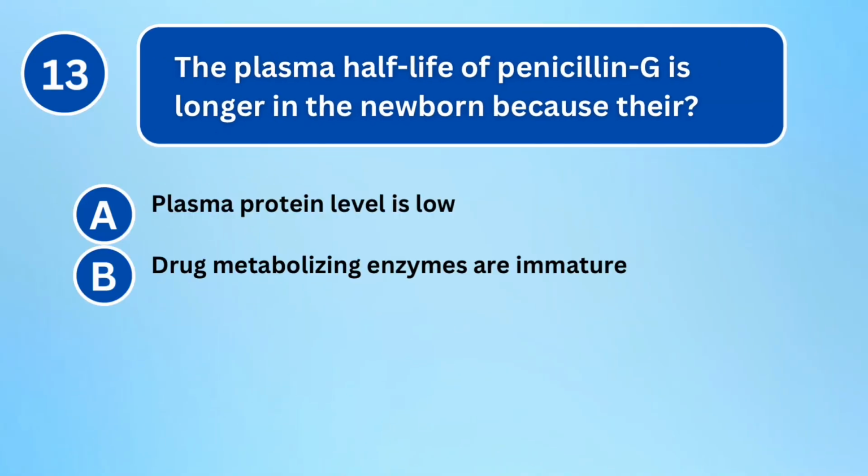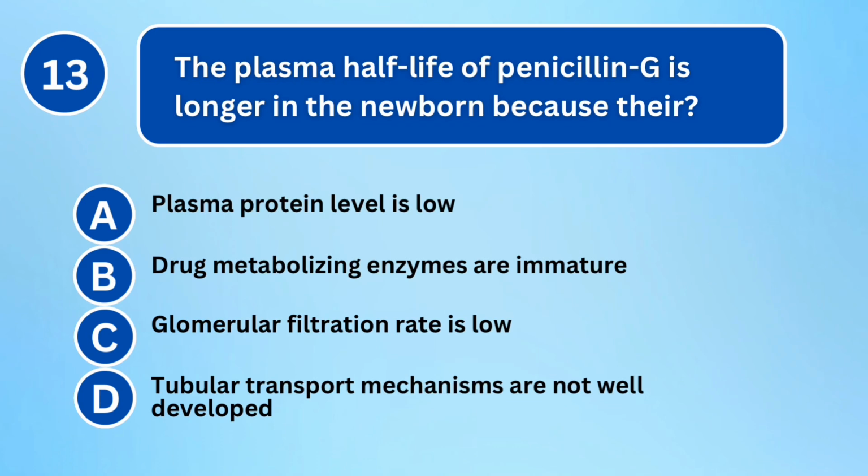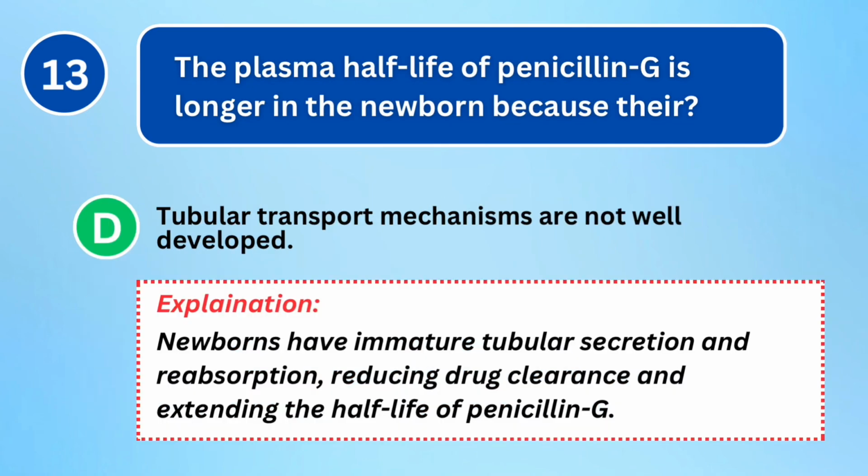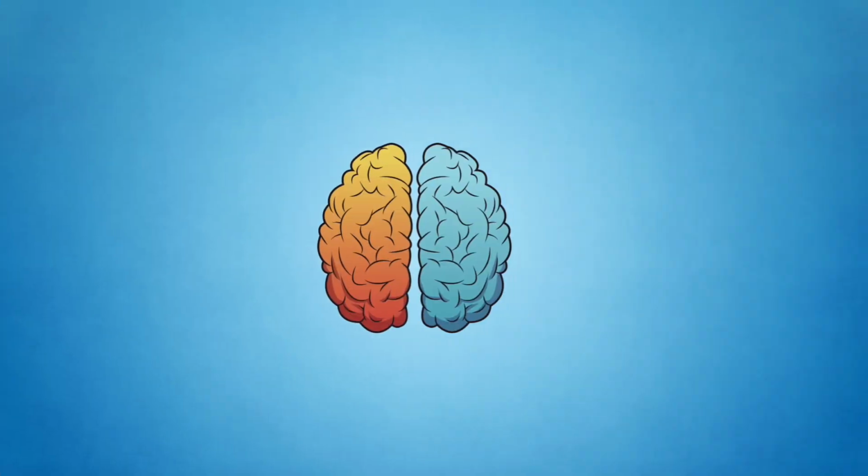The plasma half-life of penicillin G is longer in the newborn because their a. Plasma protein level is low, b. Drug metabolizing enzymes are immature, c. Glomerular filtration rate is low, d. Tubular transport mechanisms are not well developed. Correct answer, d. Tubular transport mechanisms are not well developed.